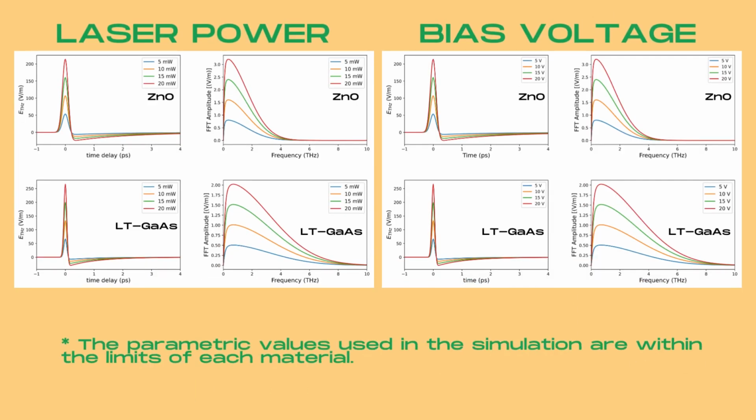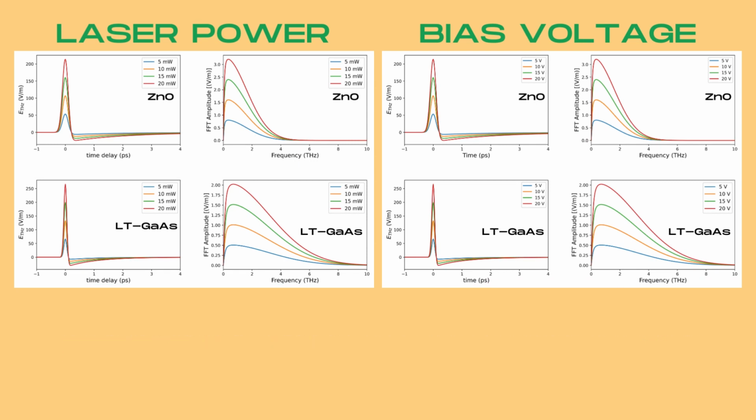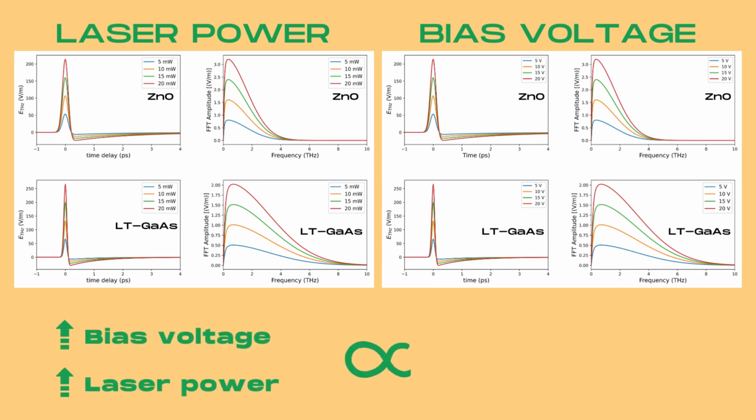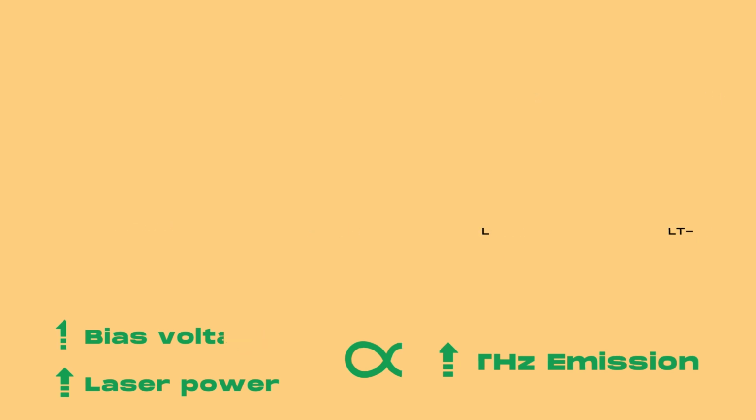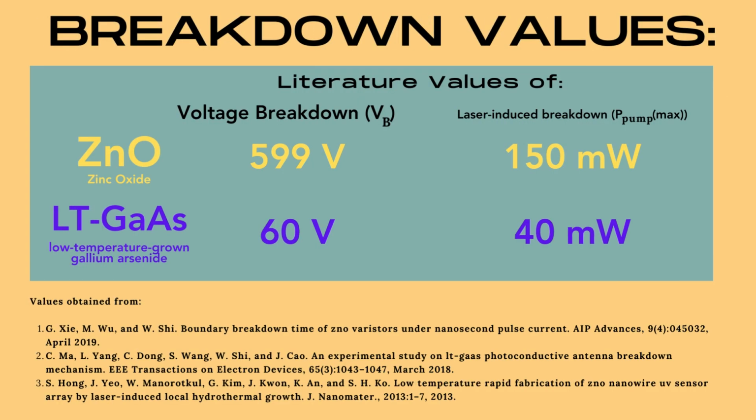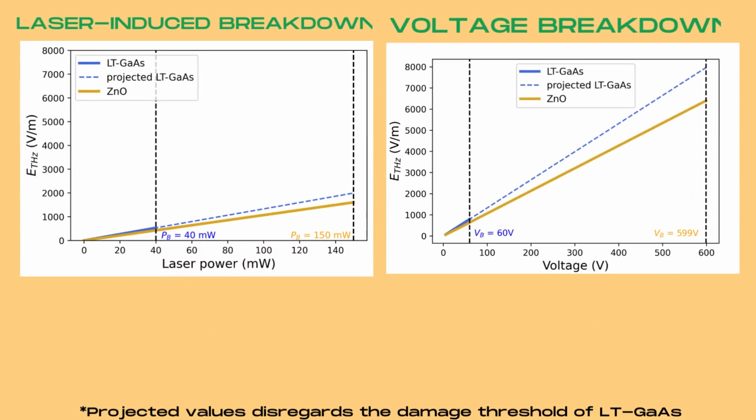Furthermore, the parametric study findings indicate that increasing bias voltage and laser power values leads to an increase in terahertz emission. Increasing voltage or laser power potentially damages the PCA. Hence, this study also investigates the emission power before literature reported breakdowns.